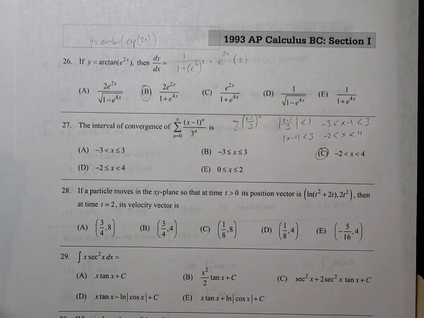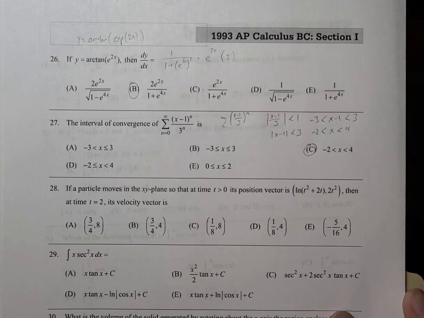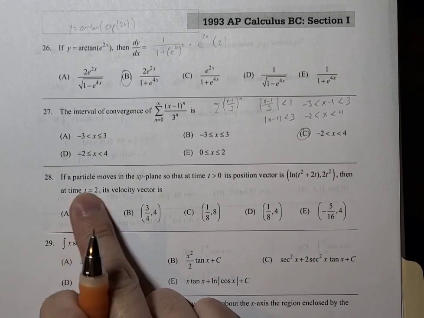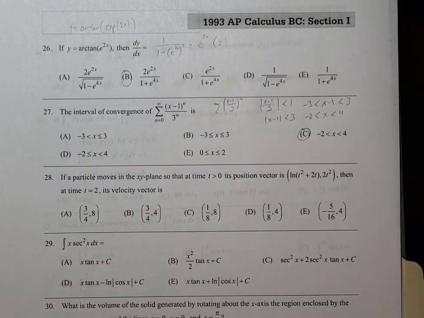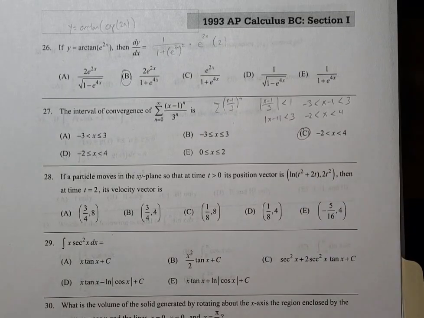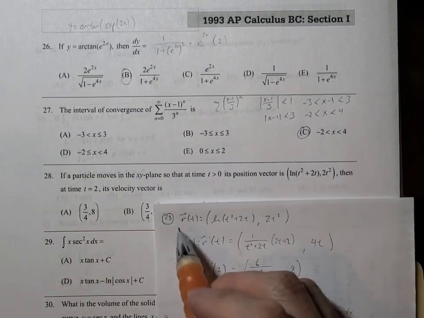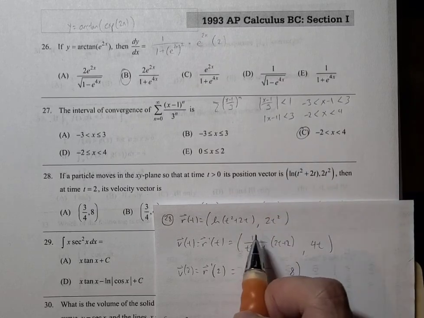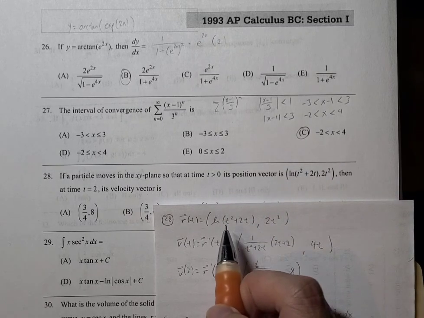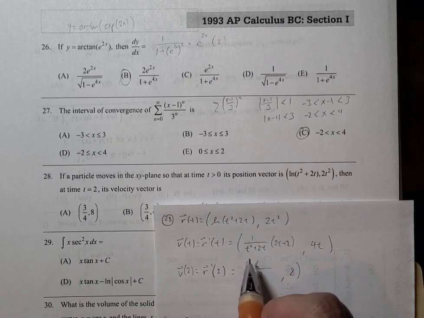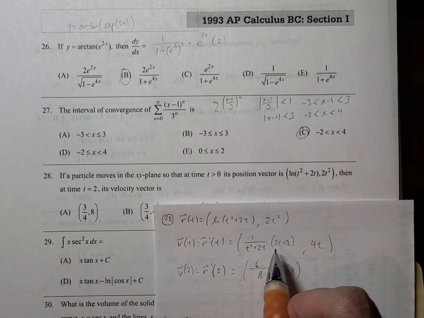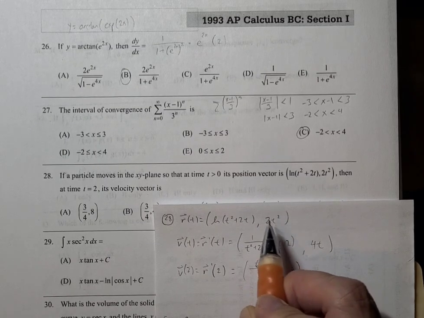A particle moves in the xy plane so that at time t greater than 0, its position vector is this guy. Then at time t equals 2, its velocity vector is what? So we just want to differentiate the vector. We differentiate the components individually. I called this guy vector r. So we differentiate the x component. That's just 1 over the argument of the log times the derivative of the argument. So 1 over t squared plus 2t times 2t plus 2. The derivative of this guy is just 4t.